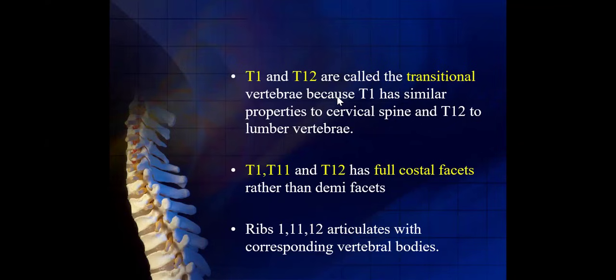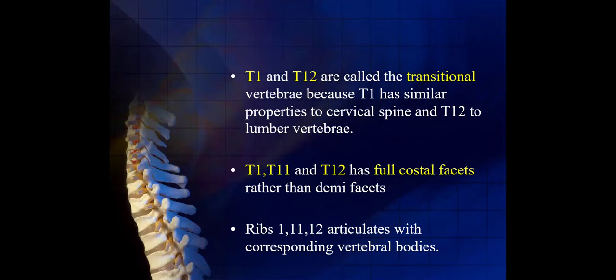The T1 and the T12 are called the transitional vertebra, like the fifth lumbar vertebra, the L5, that was called the transitional vertebra. The T1 and T12 are the transitional vertebra, as the T1 has similar properties to the cervical spine, and the T12 has similar characteristics to those of the lumbar vertebra, and that's why in the thoracic vertebra, these two, the T1 and T12, are known as the transitional vertebra.